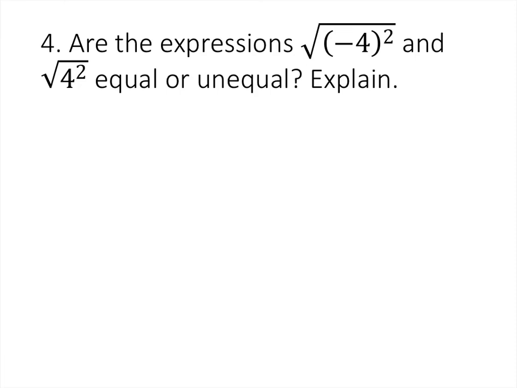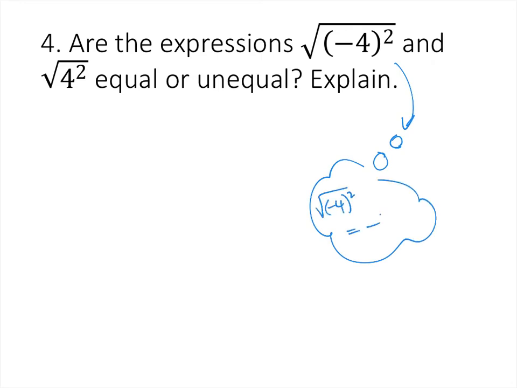Similar question here. If we have the square root of negative 4 squared and the square root of 4 squared, are those the same or are they different? And what this problem is really getting at is this notion that we have that squaring and square rooting should cancel out. So when we think about the square root of negative 4 squared, we think in our heads, well, if I square root a square, the square and the square root should just go away, and so I should just get negative 4. And it turns out that that's not right.